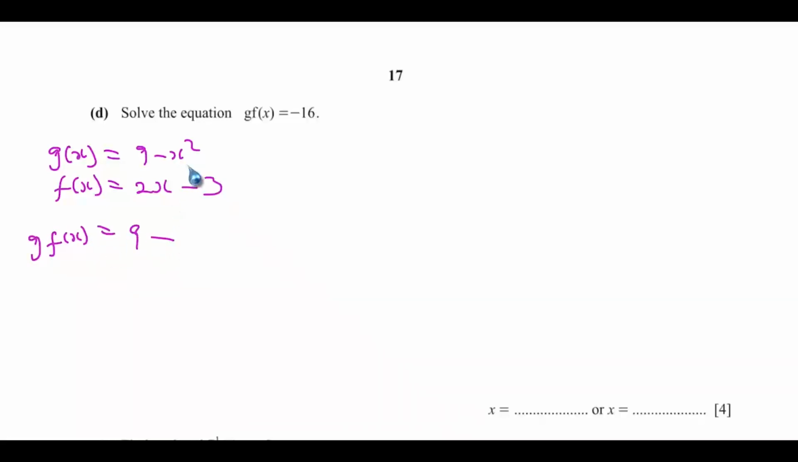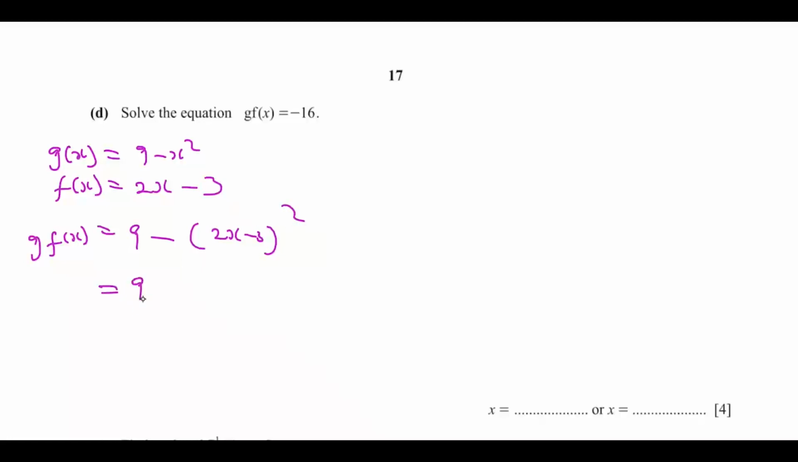Here we need to get gf of x. Anywhere we see x in g of x, we pass in f of x. We already know that g of x equals 9 minus x squared, and f of x is equal to 2x minus 3. So in g of x, anywhere we see x, we pass in f of x. That means gf of x will be equal to 9 minus, instead of x squared now, we're going to have 2x minus 3, all squared.